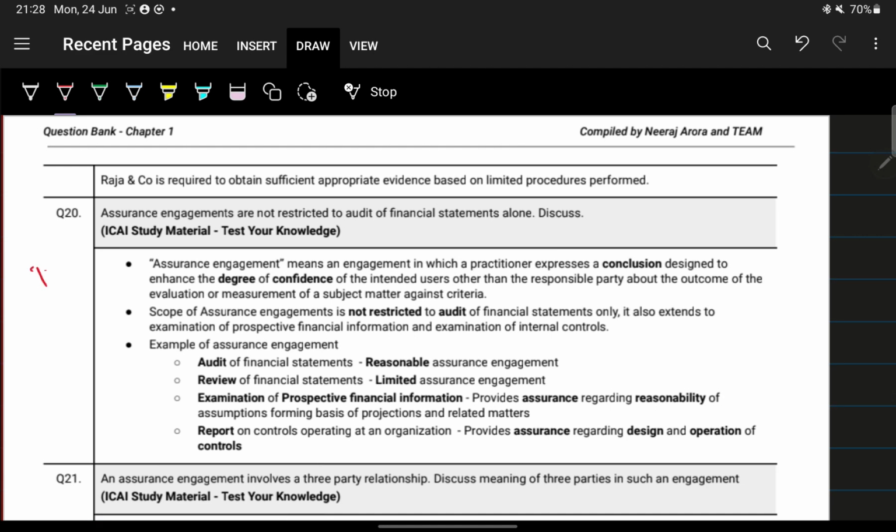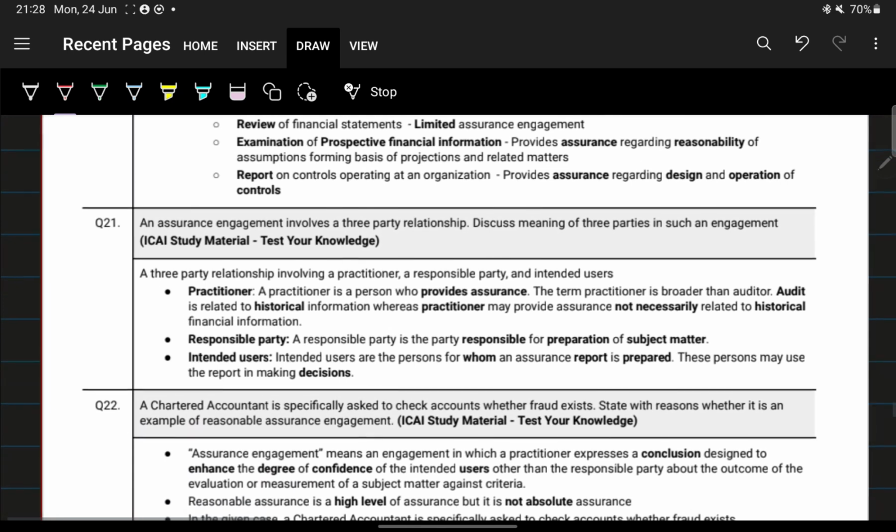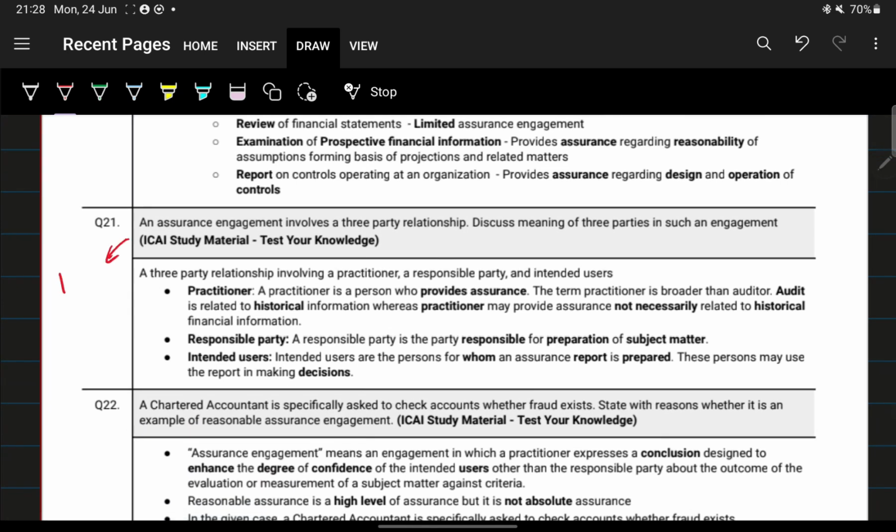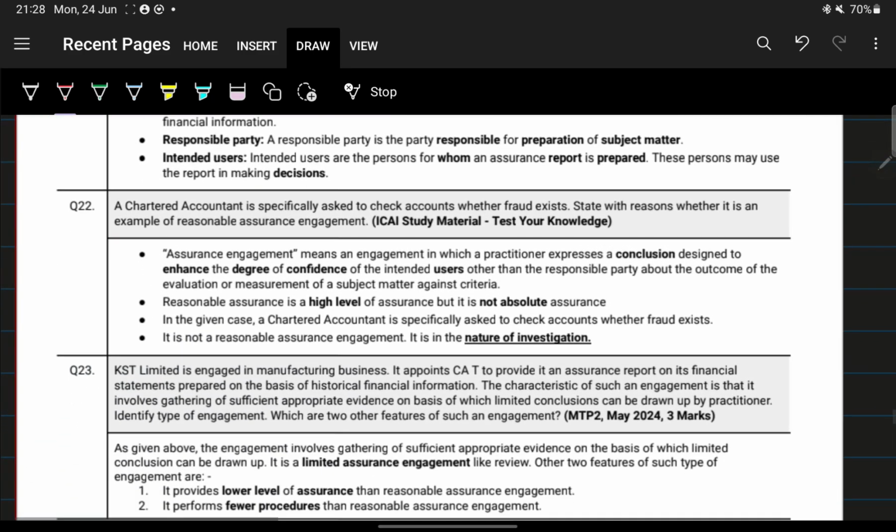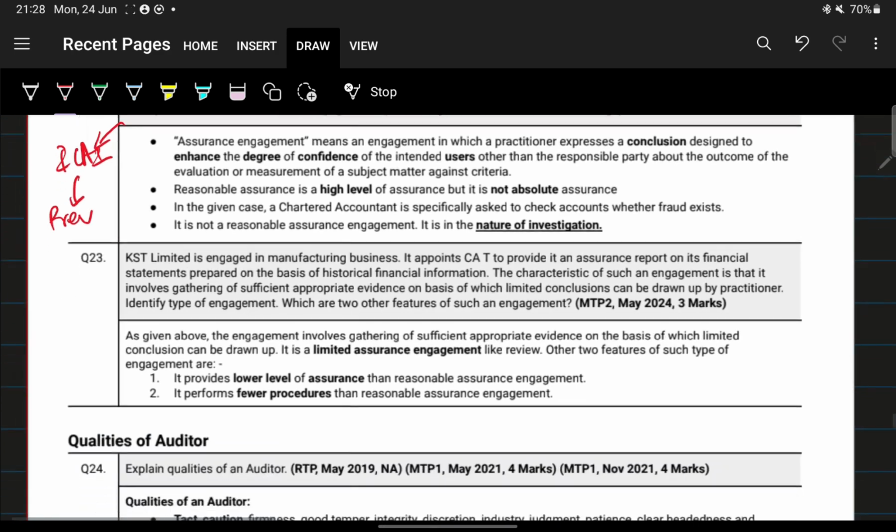Now this is also from the ICAI material. This is also covered. Okay, next, assurance engagement. Again, this is also covered in the ICAI material, in the previous video. Kindly check it out. This is also part of the ICAI material. Kindly check it out from the previous video. Okay, next.